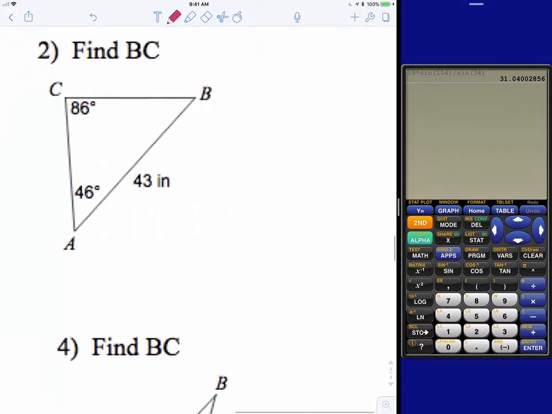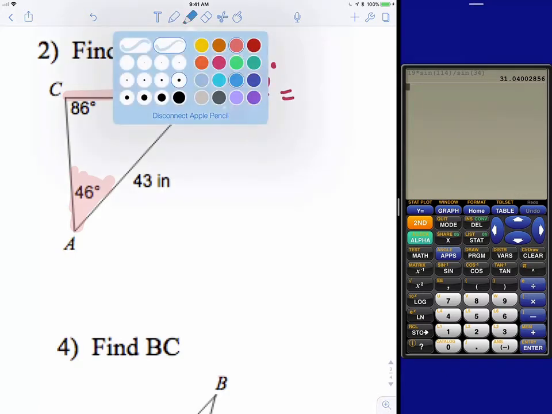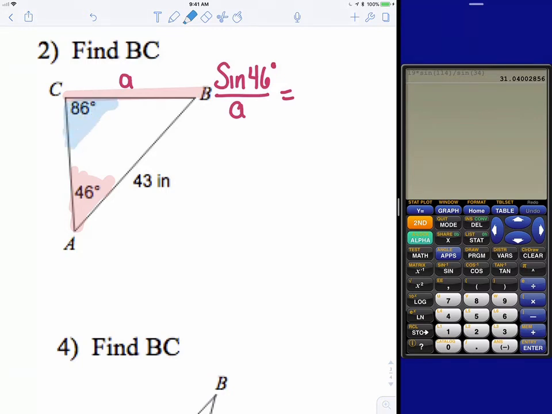Okay, number 2. This time I want to find side BC, which is located across from angle A. So that's side little a. I can start out by saying, all right, the sine of 46 degrees over little a is equal to, now I need to find my complete ratio. So I have a c complete ratio. Angle C is 86. Side little c is 43. So I can write the sine of 86 degrees over 43.